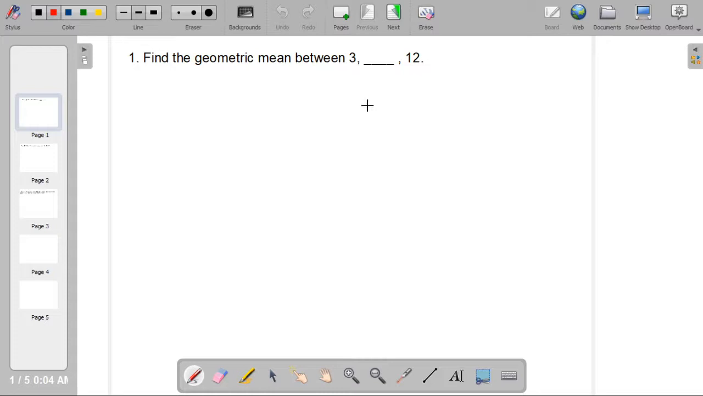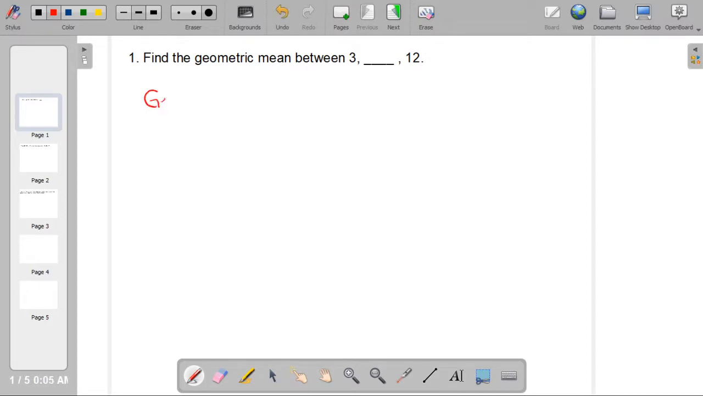If we're just going to find one geometric mean, remember, class, when we find an arithmetic mean in between two non-consecutive terms of an arithmetic sequence, all we have to do is to find their average. You add the two and then divide by 2, and that would be your arithmetic mean. For geometric mean, if you only need to find one, all you have to do is this.